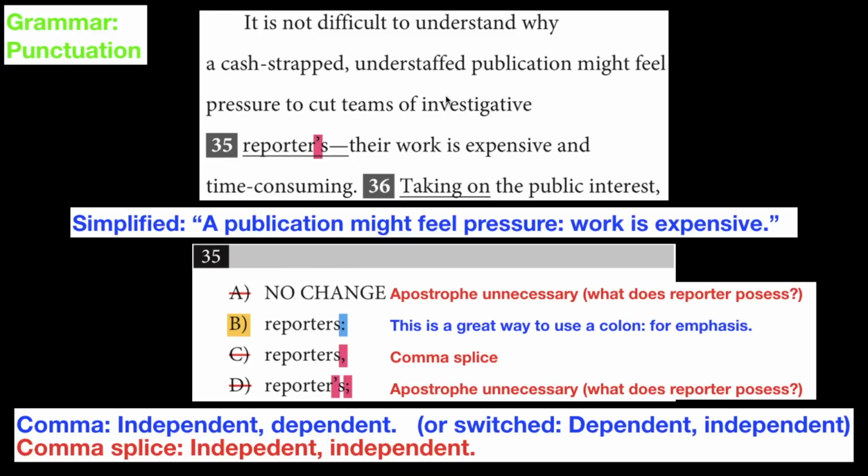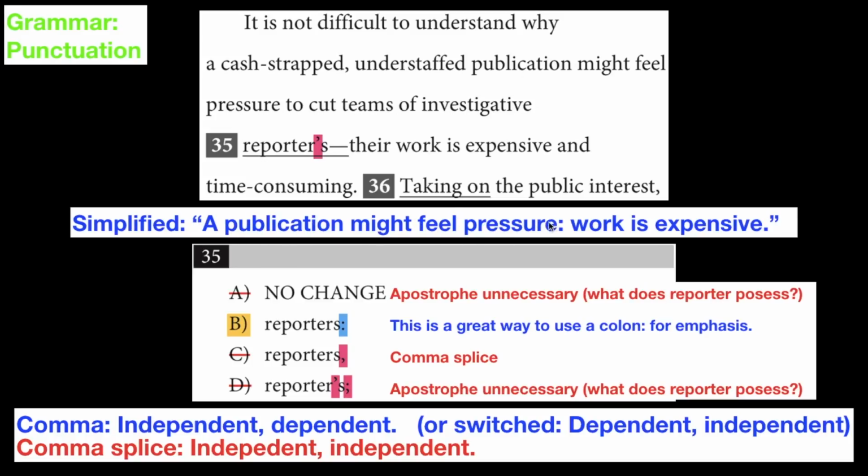An understaffed publication might feel pressure to cut teams of investigative reporters. What does the reporter possess? It doesn't possess anything. The apostrophe is unnecessary. B is correct. This is a great way to use a colon for emphasis, and that's exactly how they should do it here. A publication might feel pressure: work is expensive. In all cases, a colon has got to be preceded over here by an independent clause.